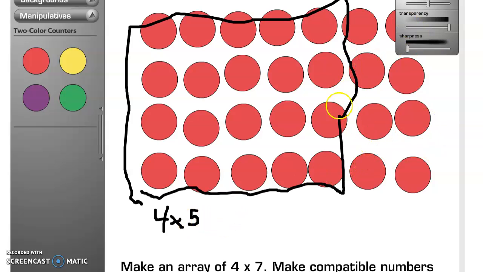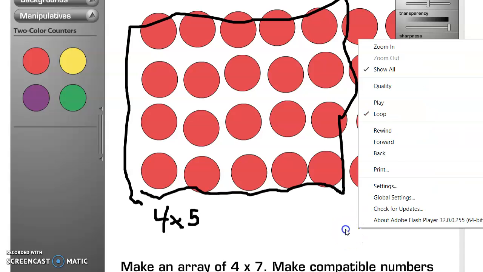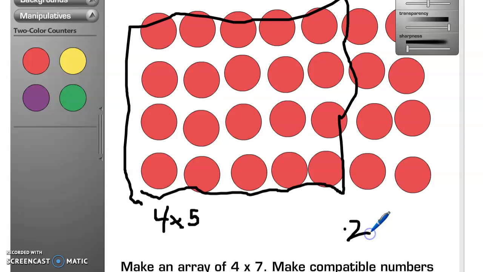And then we would have 2 rows left over from that 7, and so 2 times 4 is just doubles, 4 plus 4, so that would equal 8. So when I add those two together, 20 plus 8, that would equal 28. This concludes lesson 4.5.